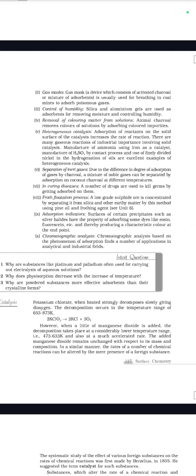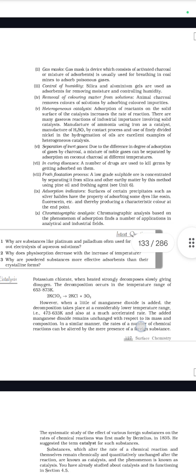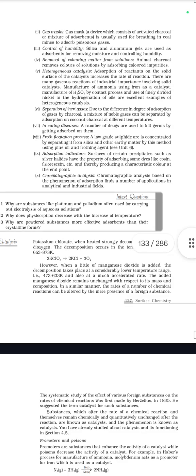Removal of coloring material from solutions. Animal charcoal removes the color of a solution by adsorbing colored impurities. Heterogeneous catalyst. Adsorption of reactants on the solid surface of the catalyst increases the rate of reaction. There are many gaseous reactions of industrial importance involving solid catalysts. Manufacturing of ammonia using iron as a catalyst, manufacture of sulfuric acid by the contact process, and use of finely divided nickel in the hydrogenation of oil are excellent examples of heterogeneous catalysts.